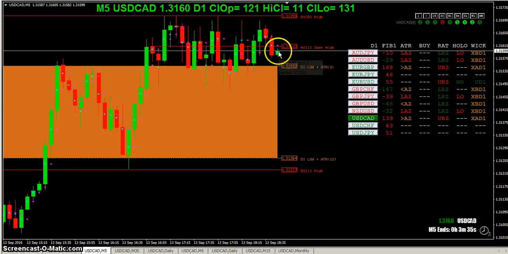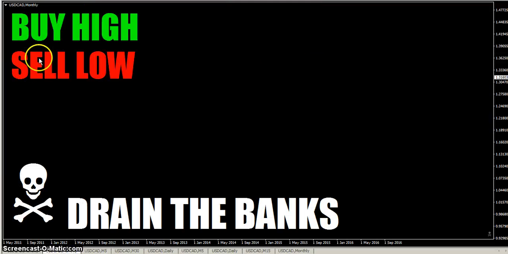But that's it, fellow traders. Once again, the idea is to buy high and sell low. Look at the breakouts. Remember, high and low are relative terms.